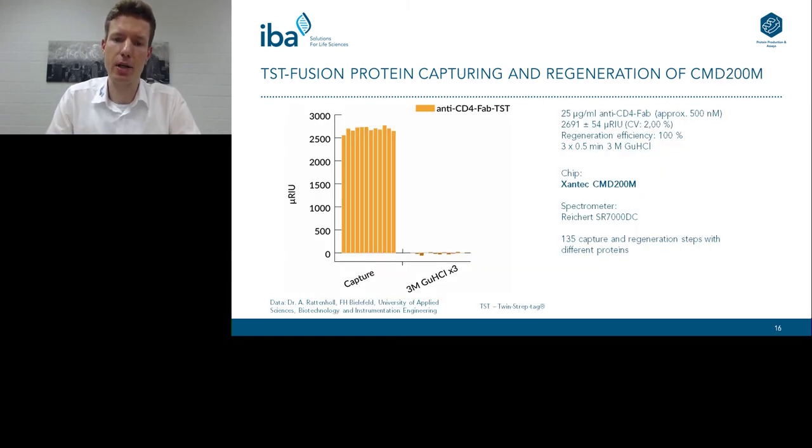We also tested another kind of chip, the CMD200M chip from Xantec, and these studies were done by the University of Applied Sciences in Bielefeld. Here we coupled an anti-CD4 FAB fused to a Twin-Strep-tag on a Strep-Tactin XT coated Xantec chip. And again, you can see that we get very reproducible signals in the capturing step, and also a complete regeneration of the chip using guanidinium hydrochloride.